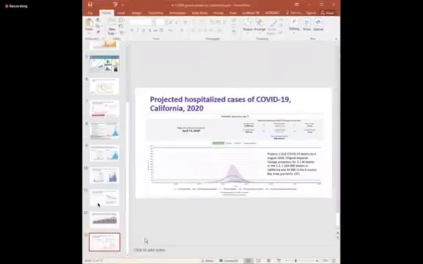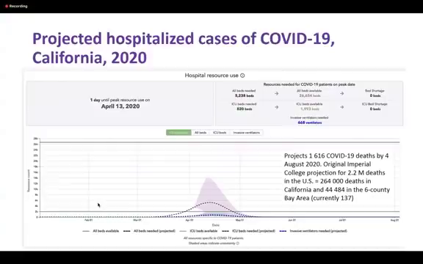I'd also want to point out that if you believe the White House Task Force's original numbers that predicted 2.2 million deaths in the United States, yeah, that one, please. That would be 264,000 deaths in California and 44,484 in the six-county Bay Area. We're currently at 137. So when you tell your children about the practice of public health, remember that statistic. So from 44,484 to 137. Each death is tragic, but it's like this is a big drop.